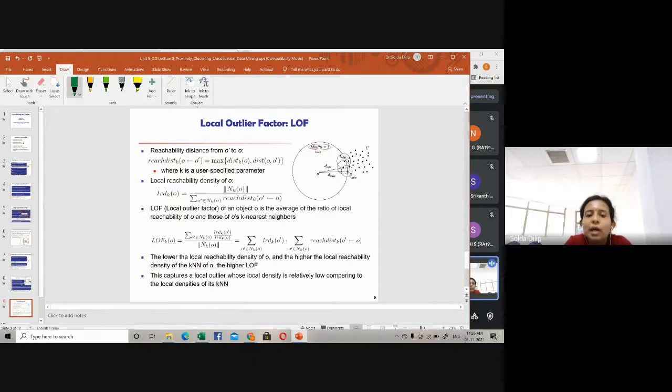So to overcome that problem, we go for what is called the reachability distance, or local reachability distance, from O to O dash. It's like getting a smoothing effect. You can see here, for any two objects O and O dash, the reachability distance from O to O dash is given by this particular formula.